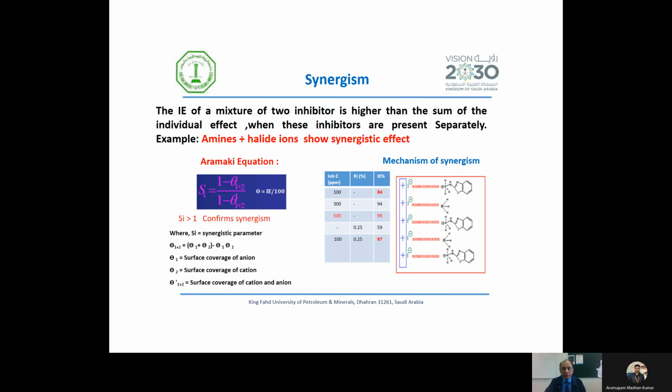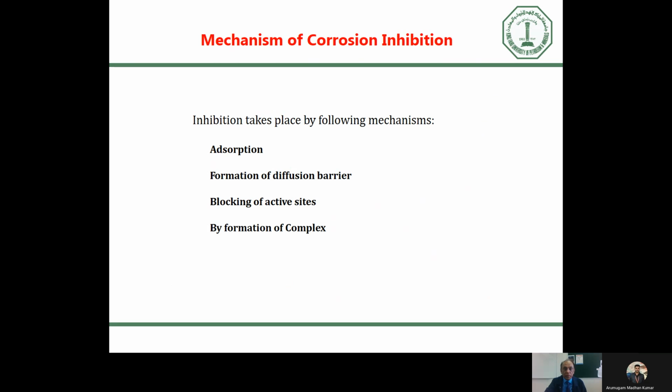This is the example I have shown here, with benzothiol molecules in the presence of potassium iodide as a synergistic agent. You see that at 100 ppm the efficiency is 84%, and at 500 ppm without synergistic agent it is 98%. But if we take only 100 ppm with a little amount of potassium iodide as a synergistic agent, the same 97% efficiency can be obtained. So when a small amount of synergistic agent is added, the cost of the inhibitor formulation is considerably reduced.